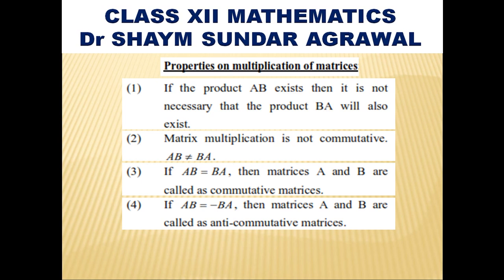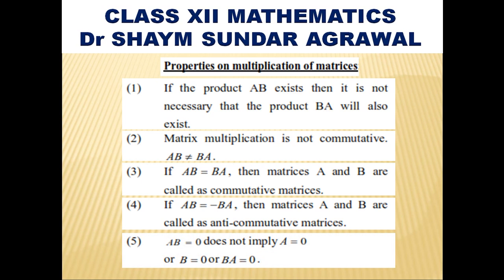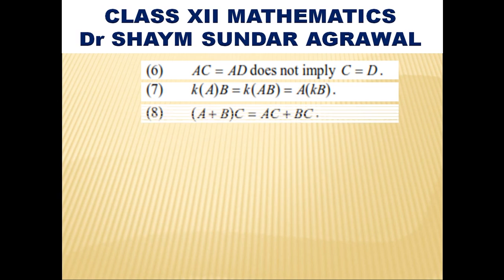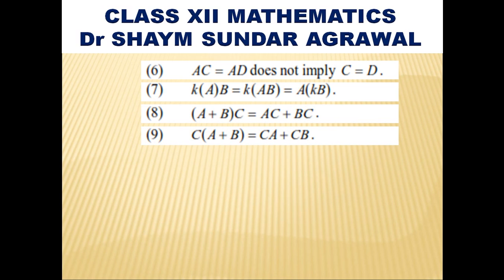If AB is equal to 0, that doesn't imply A is equal to 0 or B is equal to 0 or BA is equal to 0. AC is equal to AD does not imply C is equal to D. K into AB is equal to K into AB is equal to A into KB. Similarly, A plus B into C is equal to AC plus BC. It is distributive. C into A plus B is CA plus CB. Matrix multiplication is associative, but it is not commutative.